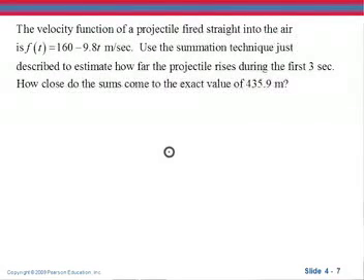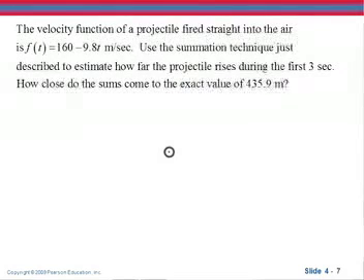Here it says the velocity function of a projectile fired straight into the air is f of t equals 160 minus 9.8t meters per second. Use the summation technique just described to estimate how far the projectile rises during the first 3 seconds. How close do the sums come to the exact value of 435.9 meters?